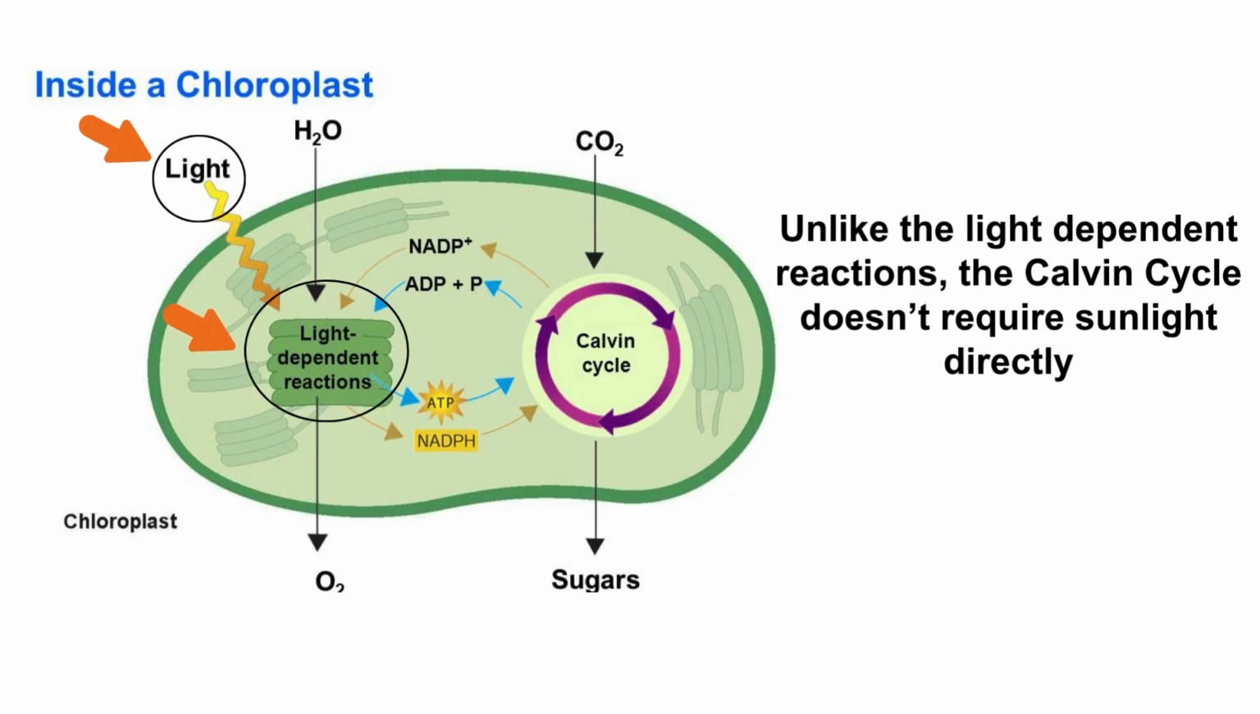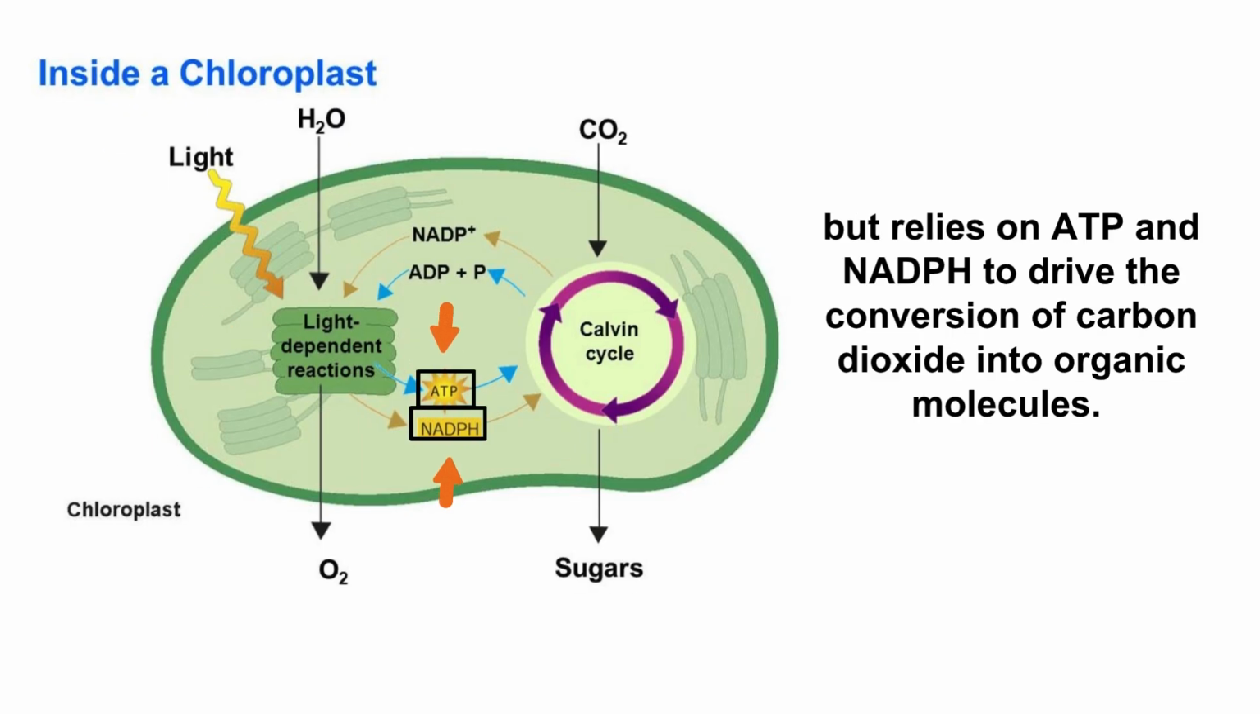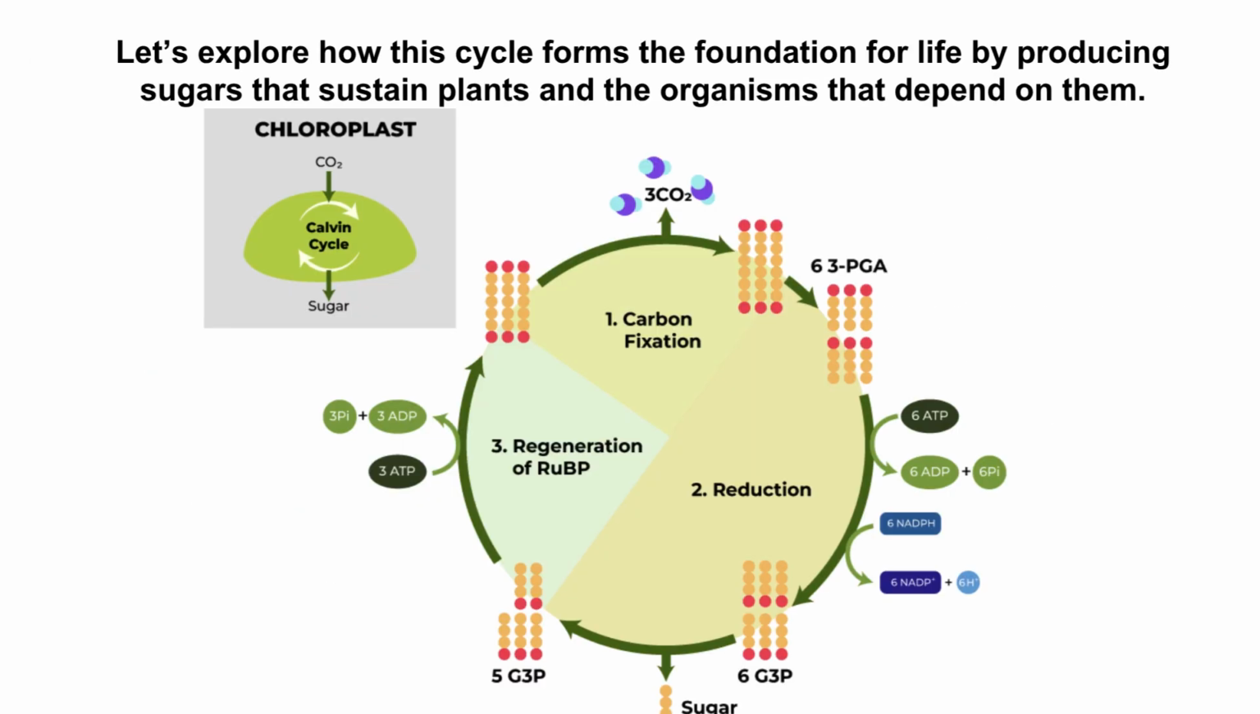Unlike the light-dependent reactions, the Calvin cycle doesn't require sunlight but relies on ATP and NADPH to drive the conversion of carbon dioxide into organic molecules. Let's explore how this cycle forms the foundation for life by producing sugars that sustain plants and the organisms that depend on them.